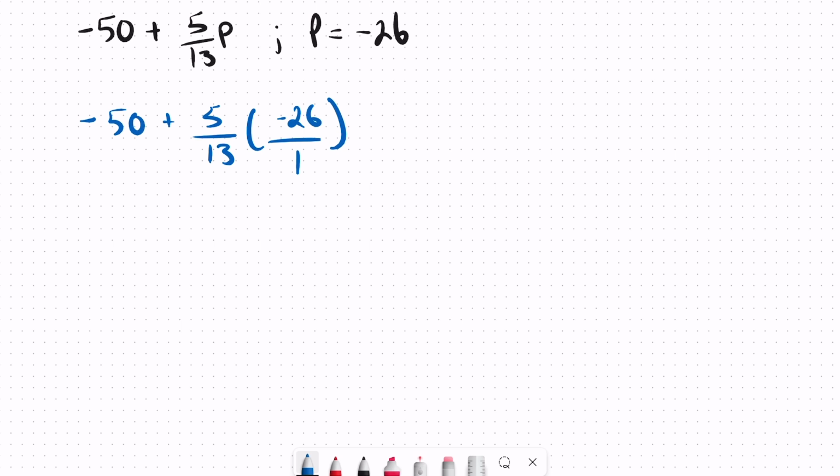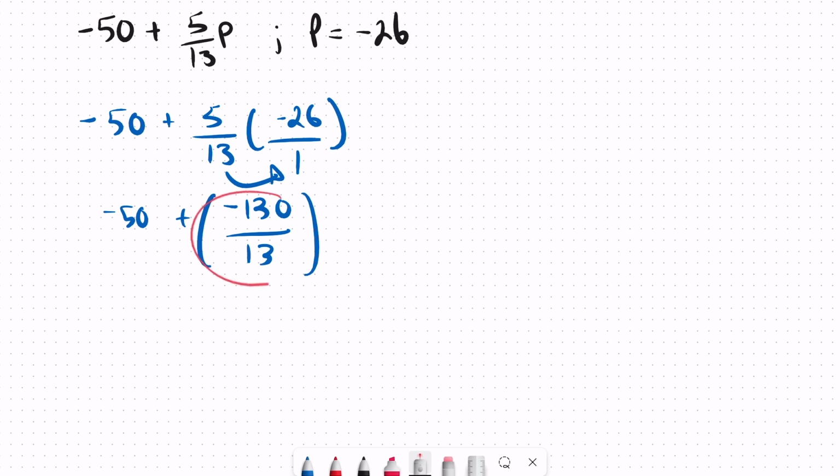So the numerator times the numerator, which is 5 times negative 26, is going to give us negative 130. Let's rewrite the expression here. And 13 times 1 is just 13, so that's what we have in the denominator. Now we can see that negative 130 divided by 13 is equal to negative 10. So we can go ahead and rewrite that as negative 50 plus negative 10.